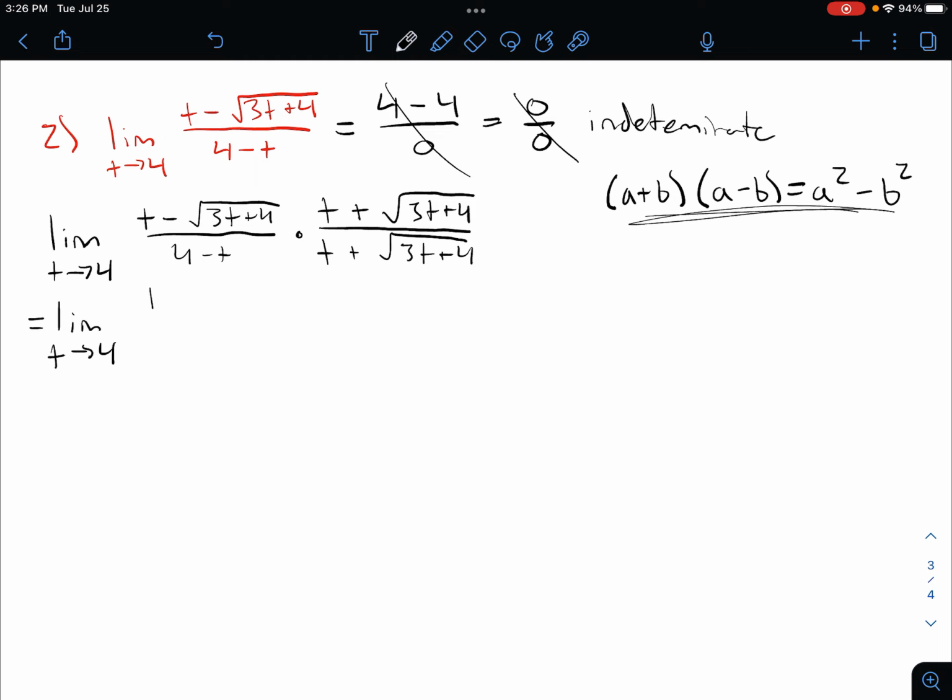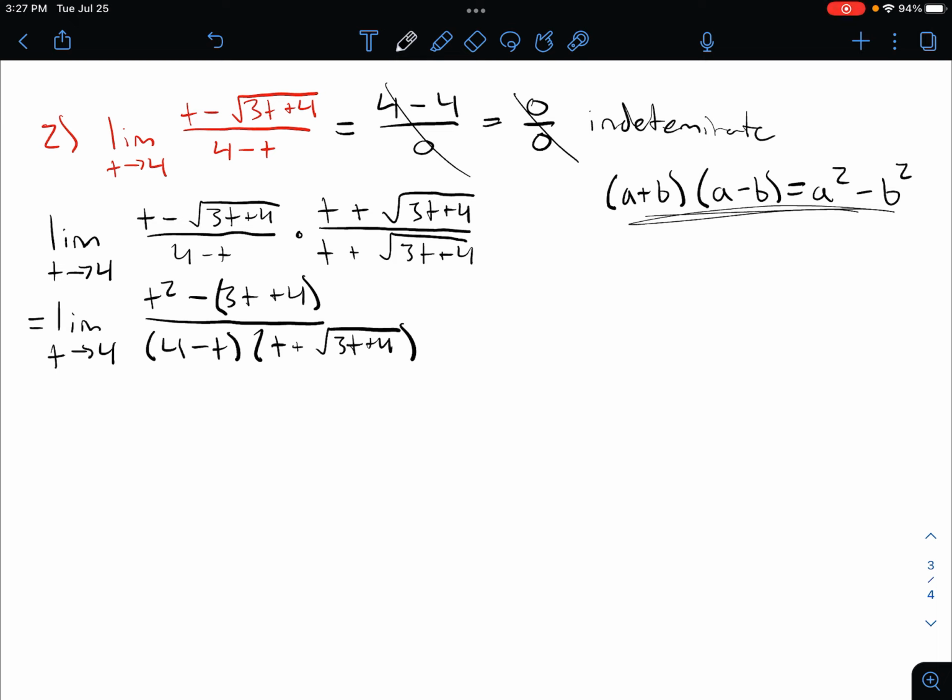So we're going to get t squared minus the quantity 3t plus 4, over this: 4 minus t times t plus square root 3t plus 4. So there we go. Now, this actually does not look a whole lot better.